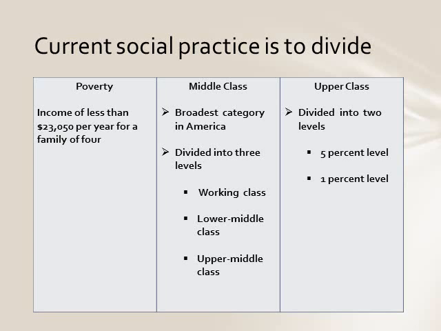The poverty line is a calculated figure and at the time was an annual income of $23,050 for a family of four. This is the amount of income a family would need to afford the bare essentials of living. The next class is the broadest because most Americans fall into this class, which is known as the middle class.